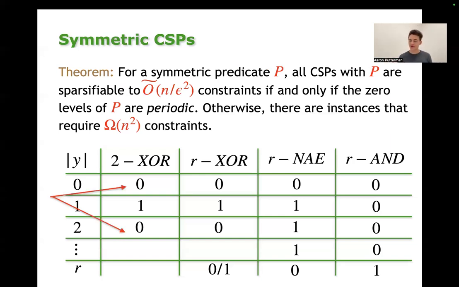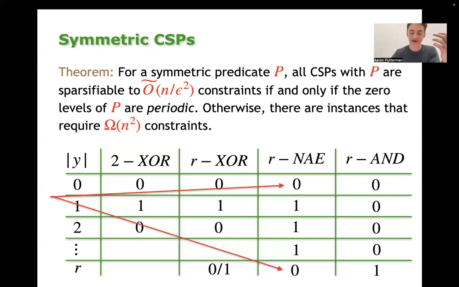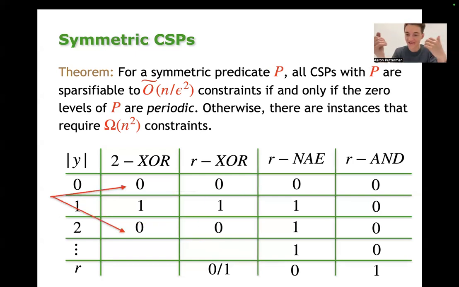So again, the 2 XOR predicate is a predicate that allows for linear size sparsification. And when we look at the levels of this predicate and we look at the zeros, we see that the zeros are periodic with period 2, right? The zero levels are exactly the even levels, when magnitude y is 0 or 2. And when you consider the R XOR, again, you have this behavior where any even level of the predicate will have a 0. So in this sense, the zeros are very strongly periodic.